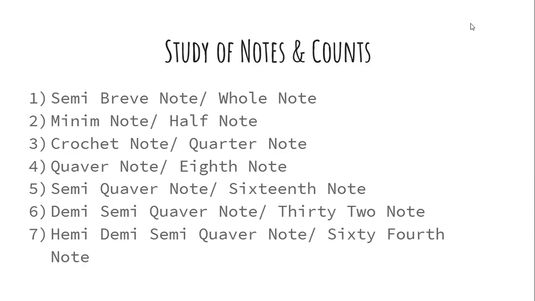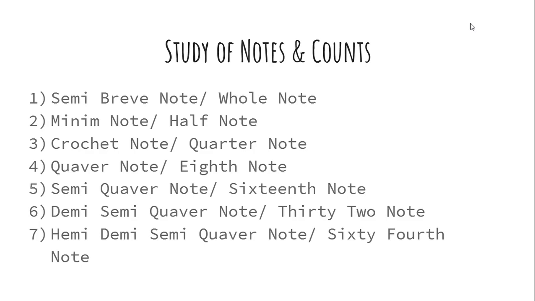The study of notes and counts. This section is the most important part in the field of music because it deals with the different types of notes and their values, which are used widely to write any type of melody, rhythm, pattern or beat in music.